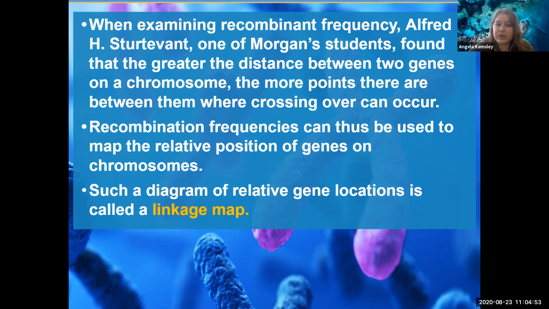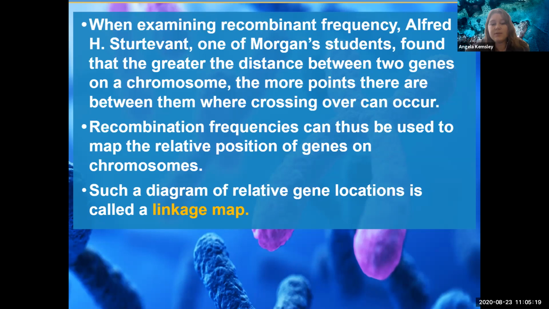So the closer genes are together on a chromosome, the less likely they are to be separated by crossing over. The farther apart they are on a chromosome, the more likely they are to be swapped during crossing over. We're able to do some math on this and use the amount of times we see crossing over, the probability that they're separated during crossing over, to show where these are located on a chromosome.